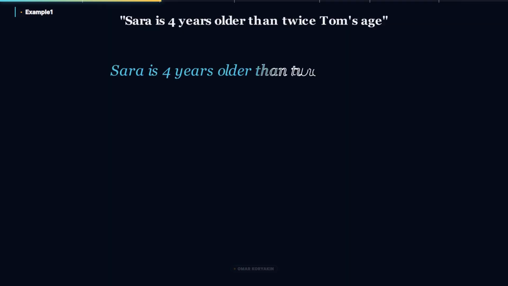Here is the first worked example. The sentence: Sarah is 4 years older than twice Tom's age. Translate this sentence into an algebraic expression that gives Sarah's age in terms of Tom's age.